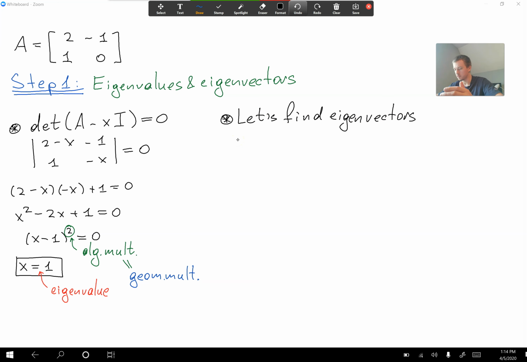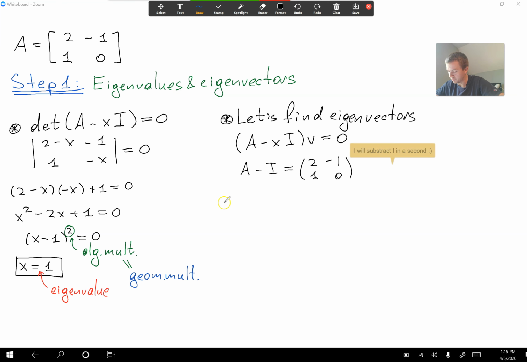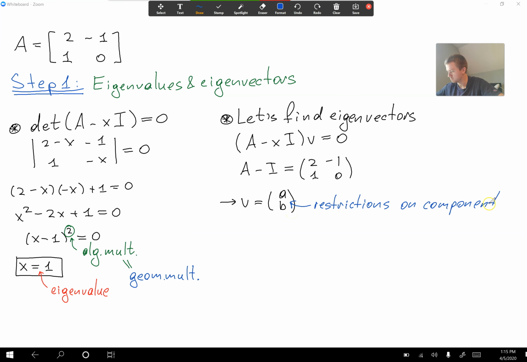To find the eigenvectors for this eigenvalue, we need to figure out how many vectors span the kernel of the matrix A minus I. My vector v is inside the kernel if A minus x times I times v is equal to 0. In this case I just have A minus I, which is 2 minus 1, 1 and 0, wait, that is 1, -1, 1, -1. And we know it's equivalent to finding the row echelon form of this matrix and seeing what relations I have for the coordinates of v. For example, if v is equal to a over b, then I need to find some restrictions on the components of vector v such that this vector belongs to the kernel of this matrix. So let's do it.